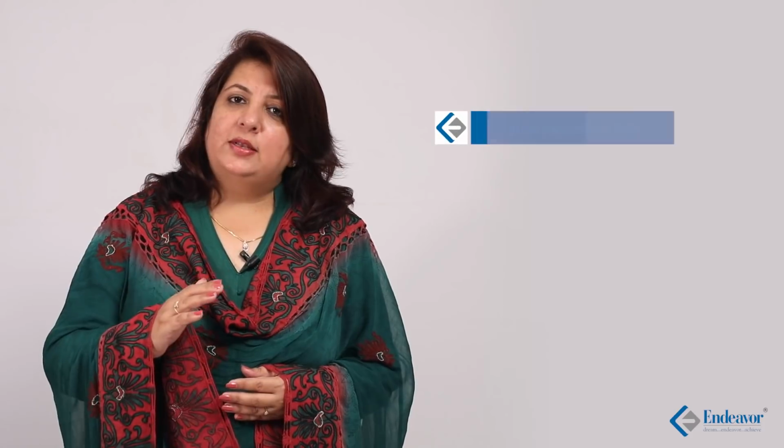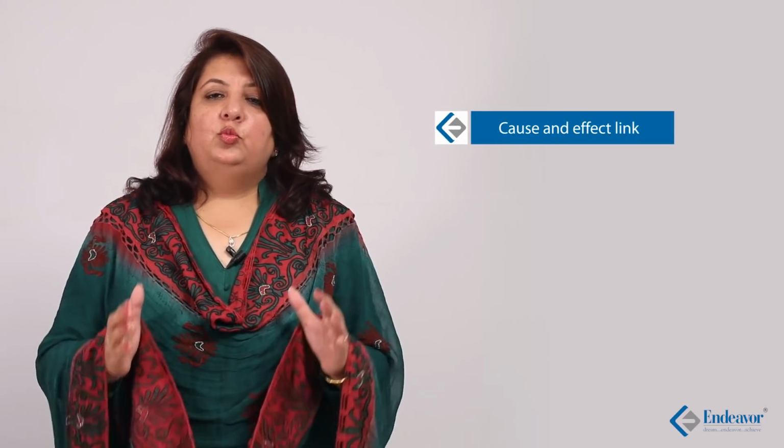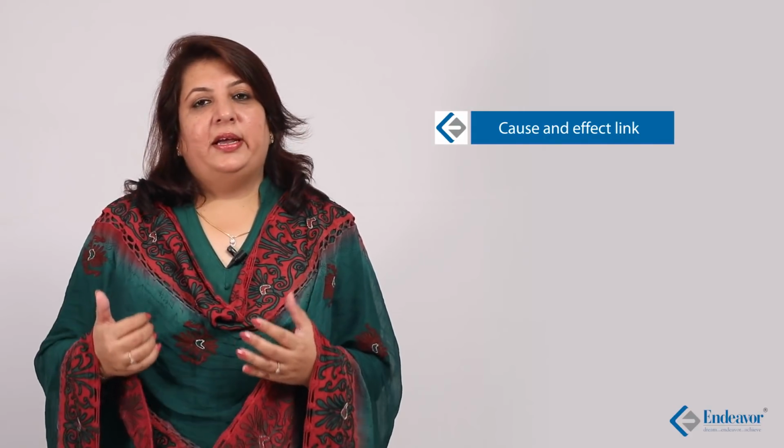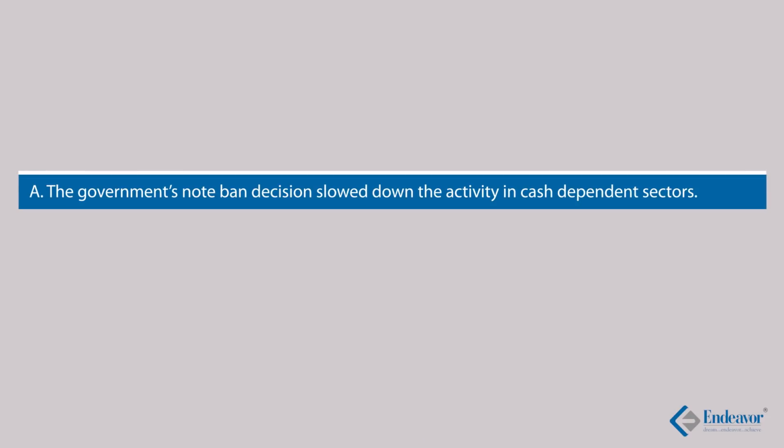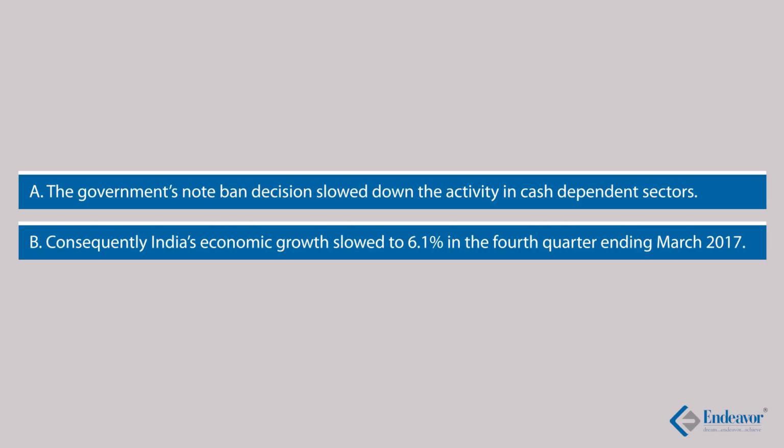Moving to the last link that we can check out for rearrangement is cause and effect. So, cause generally appears before the effect, hence we can have a cause and effect continuity as well. Let's practice this also through an example. Cause and effect link through a sentence. Sentence A. The government's note ban decision slowed down the activity in cash dependent sectors. Sentence B.